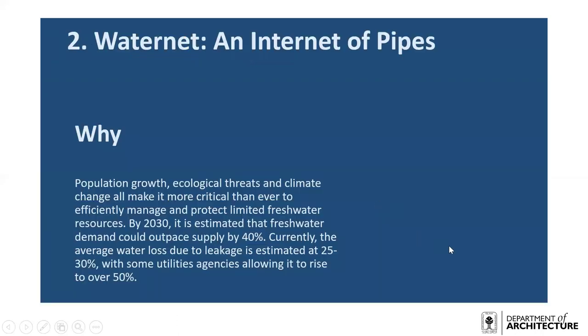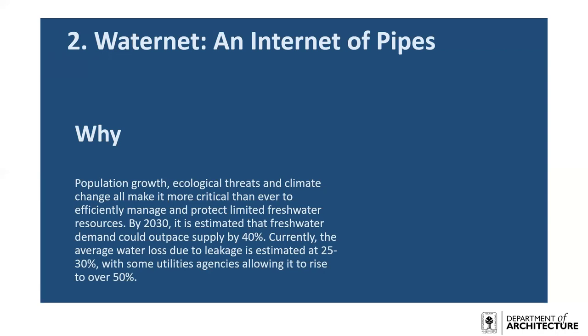The second case study is WaterNet, an internet of pipes. Why is it important? Population growth, ecological threat, and climate change all make it more critical than ever to efficiently manage and protect limited freshwater resources. By 2030, it is estimated that freshwater demand could outpace supply by 40%.